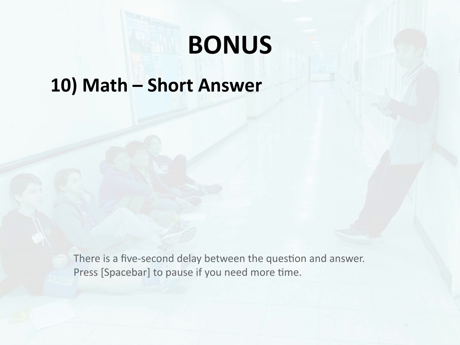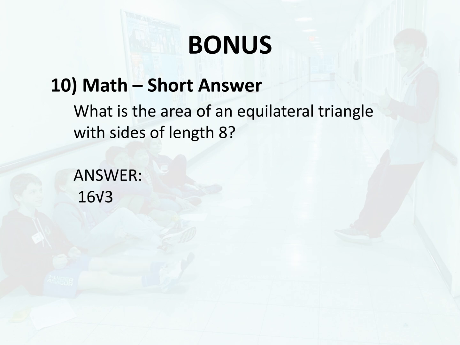Bonus 10. Math, short answer. What is the area of an equilateral triangle with sides of length 8? Answer, 16 square root of 3.